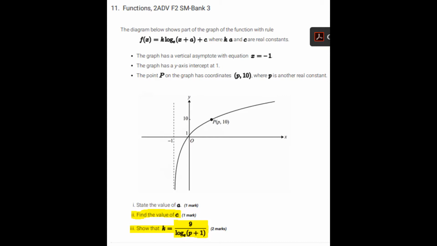You can see that normally the log curve would have a vertical asymptote at the vertical axis, at x equals 0. So if that vertical asymptote has been shifted to -1, then the value of a must be 1. Because within the log of (x plus a), if we've got x plus 1, that means we're shifting everything left by 1. So I'll just write that out.